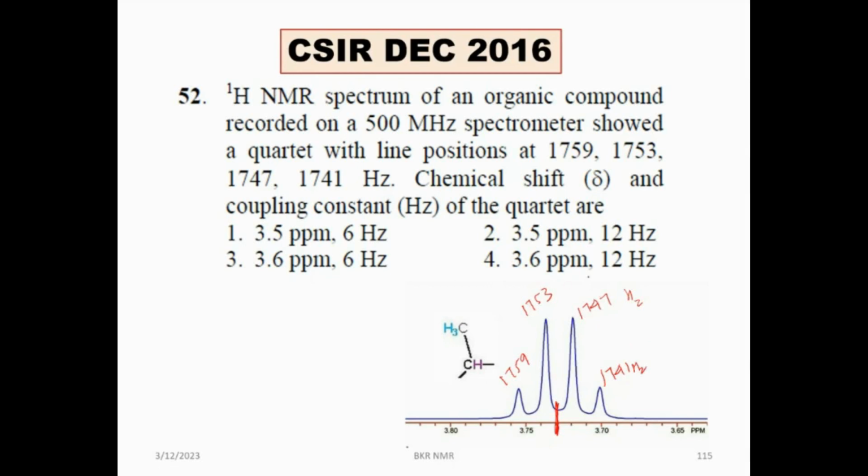So 1753 plus 1747 divided by 2. Or ரெண்டுக்கு difference பாத்தீங்கன்னா it is 6. So 6 divided by 2 is 3. So 1747 plus 3 is 1750. Center point is 1750. Guys, are you listening to me? Yes, ma'am.